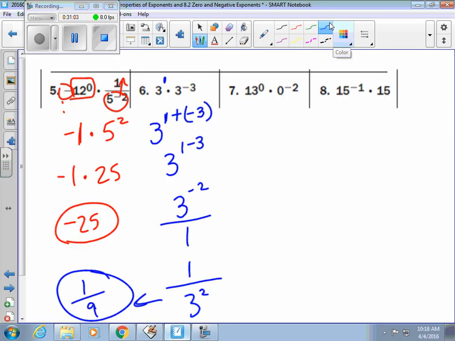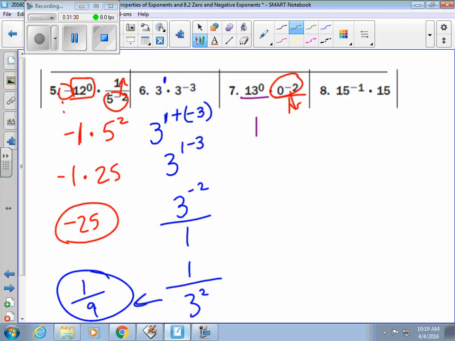Anything to the 0 power for the next one is 1. 13 to the 0 power. The reason number 5 was negative 1 is because it wasn't negative 12 to the 0 power. It was just 12. This one's just 13. So times 0 to the negative 2. Remember, what does a negative exponent tell you to do? Ride the what? Elevator. So this has to go down.